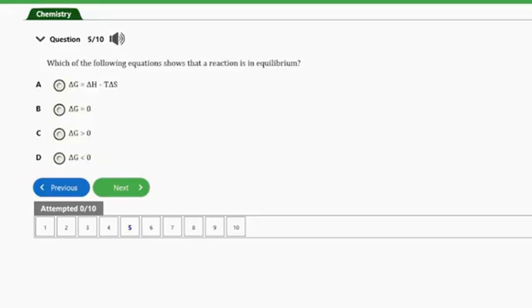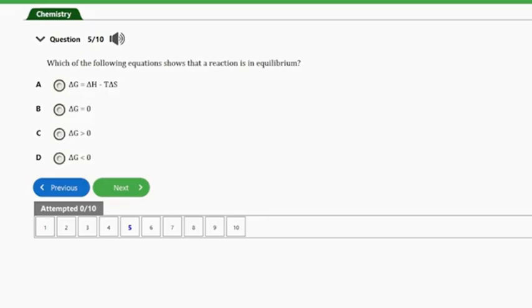That's question number 5. It says, which of the following equations shows that a reaction is in equilibrium? A, delta G is equal to delta H minus T times delta S. B, delta G is equal to 0. C, delta G is greater than 0. And D, delta G is less than 0.